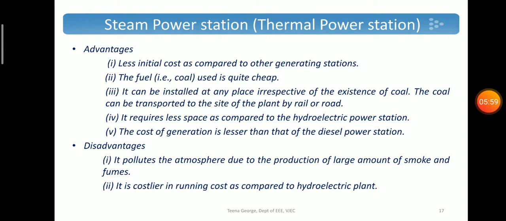So compared to other generating stations, there is less cost for installation. And the fuel cost is cheap compared to nuclear power stations. And it can be installed at any place. We can transport the coal to any place, so it can be located anywhere, and it requires less space compared to hydroelectric power station, and cost of generation is less than diesel power station.